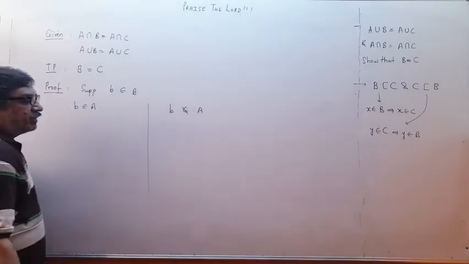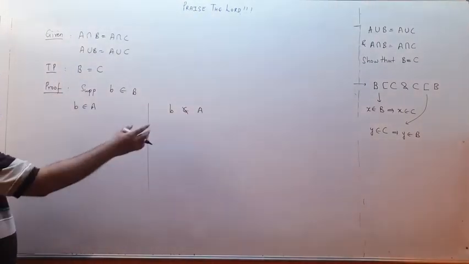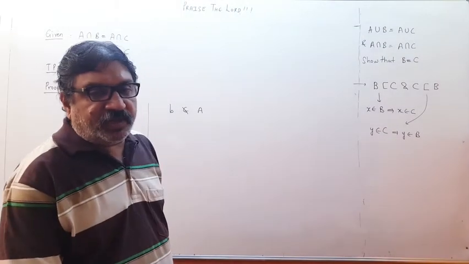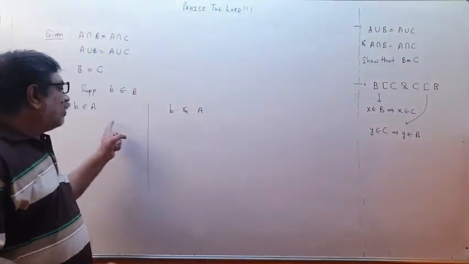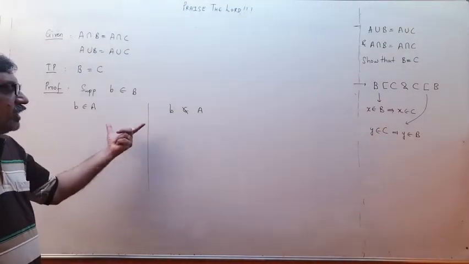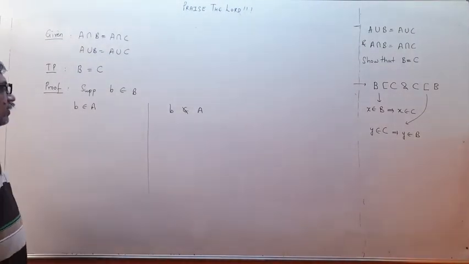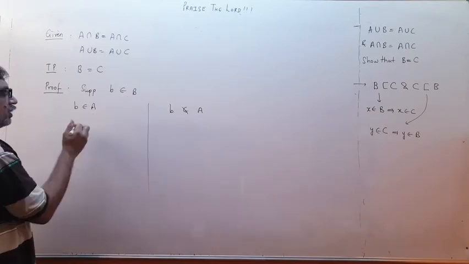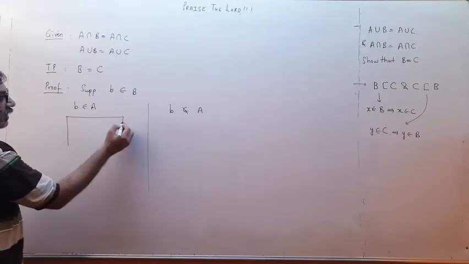Those two cases will be there. In both the cases, I should be able to prove that x belongs to C. Please understand, whether it is present in A or whether it is not present in A, both the cases will arise. So if x belongs to A, that means x is present in B and A both. That means it will be present in the intersection region.